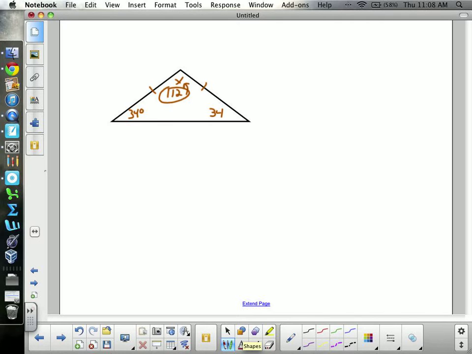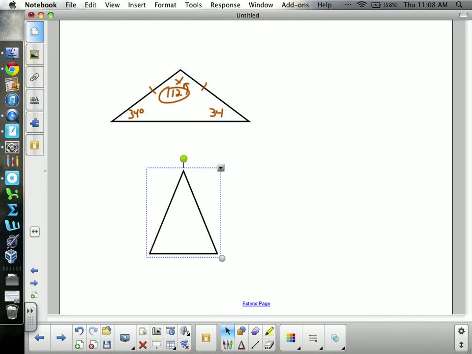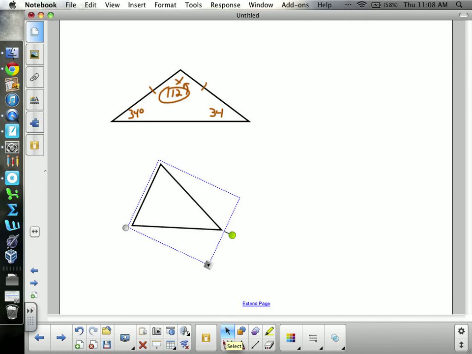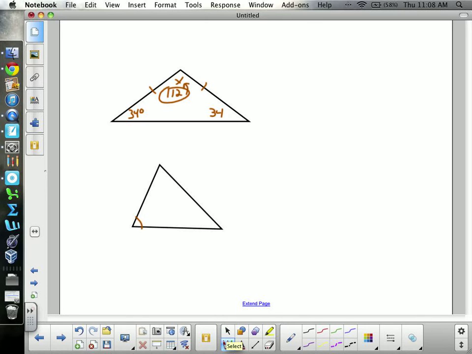19, another nice isosceles triangle. This time, rotated like this. We're told these two angles are congruent, and that this side is 6. How long is this side going to have to be? 6. Because the sides opposite the congruent angles always have to be congruent as well.